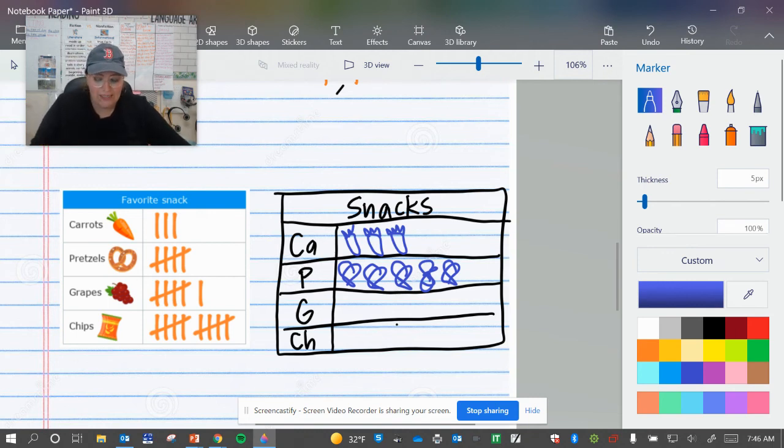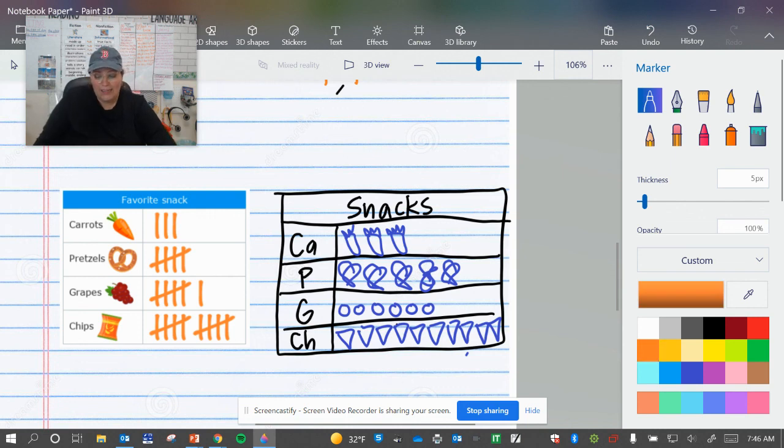Grapes. I'm just going to draw single grapes. And we have 6 of them. So I'm going to draw 1, 2, 3, 4, 5, 6 grapes. And chips. So chips, let's draw triangles like they're Doritos or something, okay? And we have 10 of them. So we have 1, 2, you have to draw them kind of small so you can fit them all. 4, 5, 6, 7, 8, 9, 10. Fit them all. Did it.